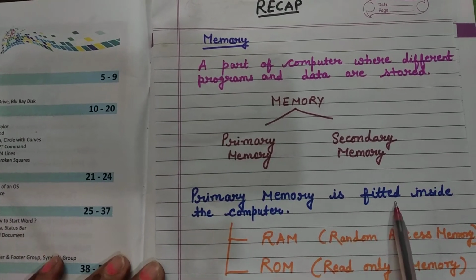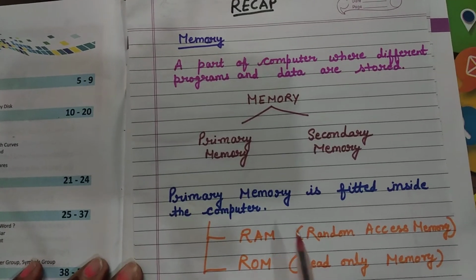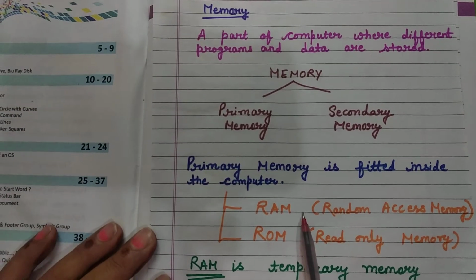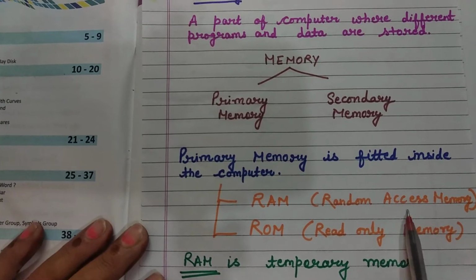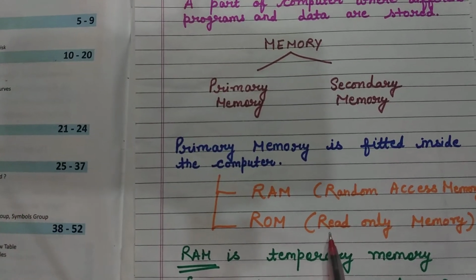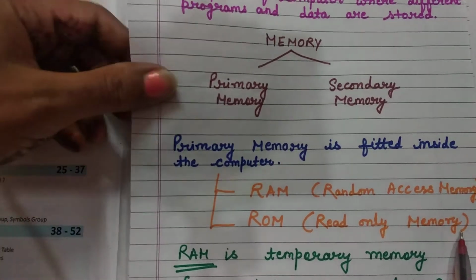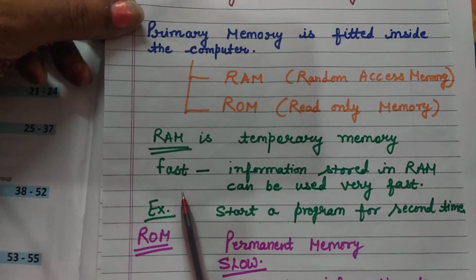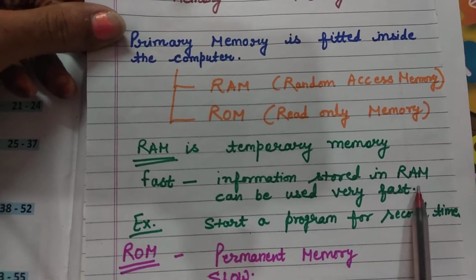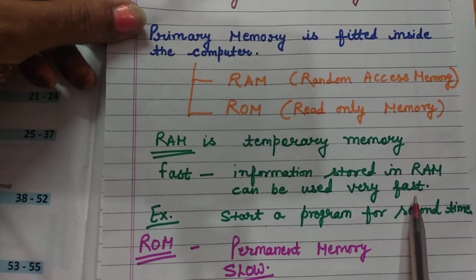Primary memory is fitted inside the computer. Further, it can be divided into two parts. First is RAM and second is ROM. RAM stands for random access memory. ROM stands for read-only memory. RAM is a temporary memory. It is very fast. Information stored in RAM can be used very fast.